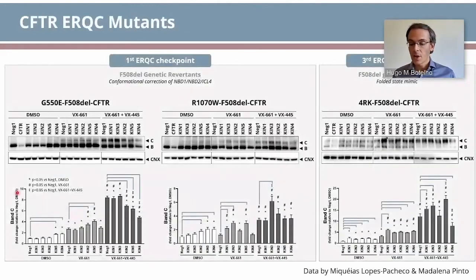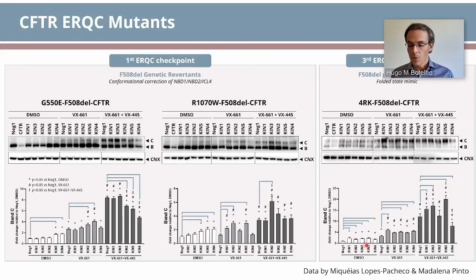To determine whether the 5 kinases interfere with the quality control checkpoints, we performed knockdowns in CFBE cells expressing second site FA-Del reverted mutations, including combination with VX661 or VX661 plus 445. I don't have time to describe these results in detail, but the major conclusion is that several hit kinases have a differential contribution to quality control mutants and folding correctors.